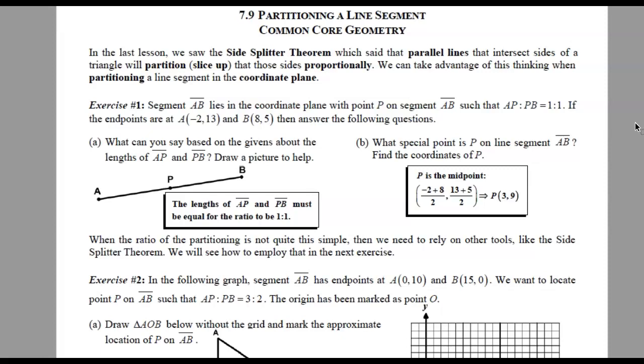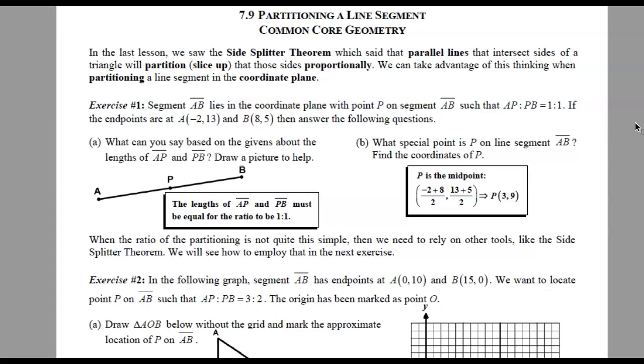Okay, so that's part A of exercise 1. What special point is P? Well, it's going to be the midpoint because you have 1 part on each side. And we know how to calculate midpoint with coordinates. We just take the x's and average them and take the y's and average them. So the x's come out to 6 over 2, which is 3, and the y's are 18 over 2, which is 9, and we have our coordinate for P.